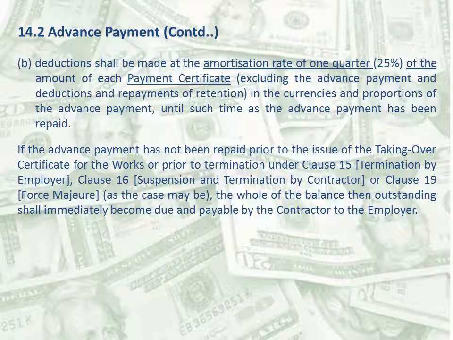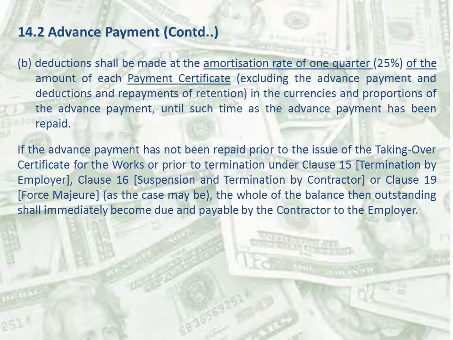Okay, let's continue with the clause. B. Deductions shall be made at the amortization rate of 1/4 of the amount of each payment certificate, excluding the advance payment and deductions and repayments of retention, in the currencies and proportions of the advance payment until such time as the advance payment has been repaid.